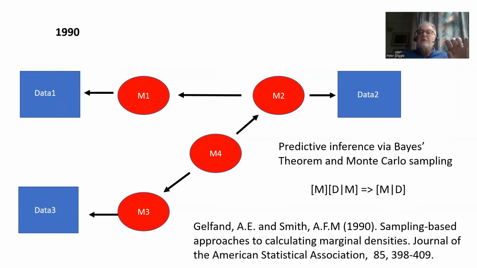And the critical thing about the 1990 paper by these two gentlemen, Alan Gelfand and Alan Smith, both happily still with us, was that they saw how they could combine Monte Carlo sampling, as had been used previously in statistical physics, with Bayes' theorem to produce a predictive inference engine that could accommodate essentially arbitrary complex structures of this kind, which go under the general name of hierarchical statistical models.